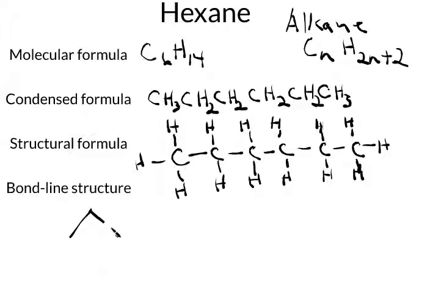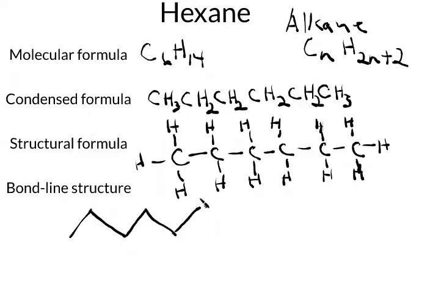Now, when I add another line like this, we have our first carbon, we have our second carbon at the vertex, and now we have our third carbon. Now we've added our 4th carbon, our 5th carbon, and finally our 6th carbon. So the bond line structure for hexane is simply 1, 2, 3, 4, 5, 6 carbons.